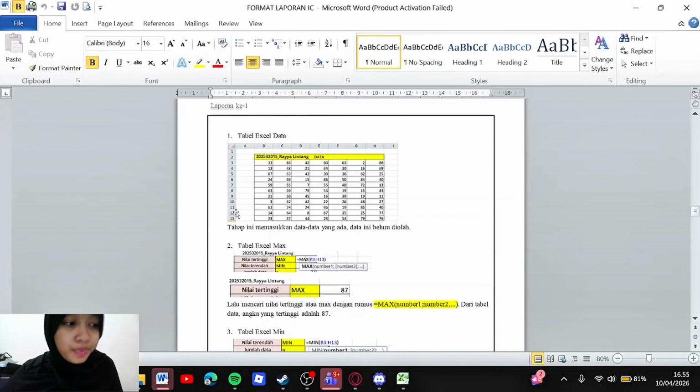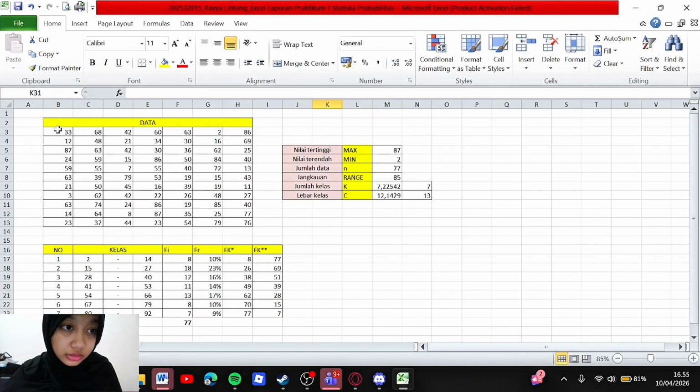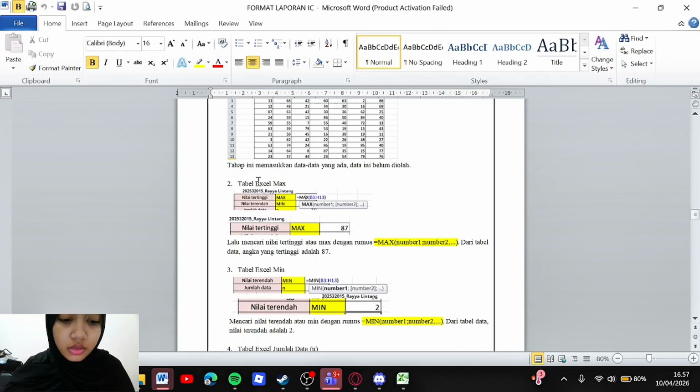For the practicum, the first step is entering the data into the Excel table. This data is raw and has not been processed yet. This is the data. Now we move to the second step, which is to find the highest value.